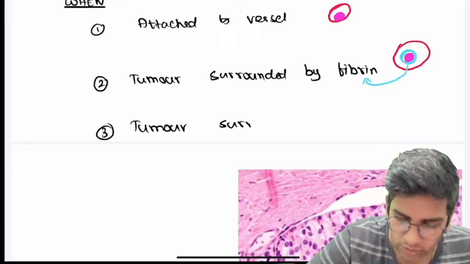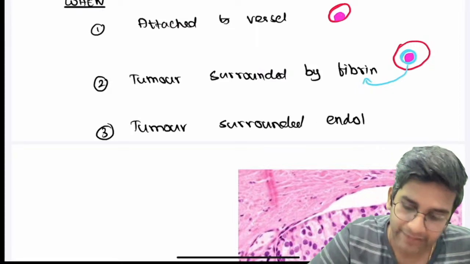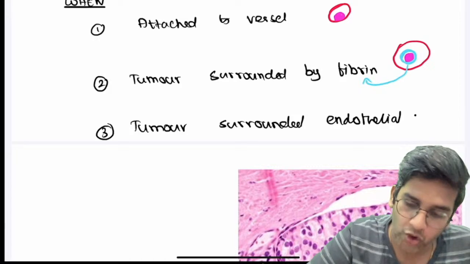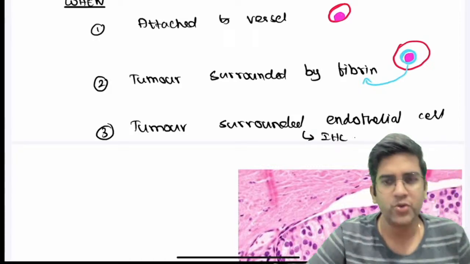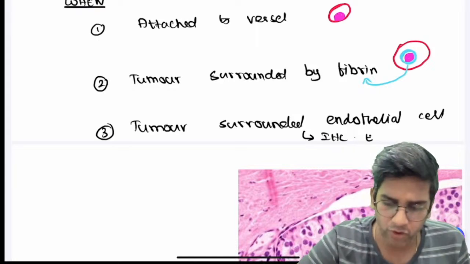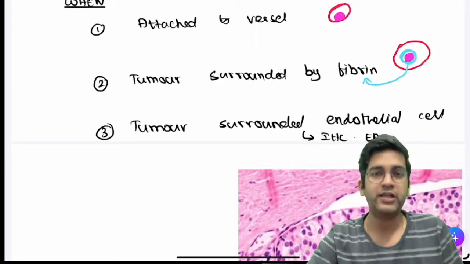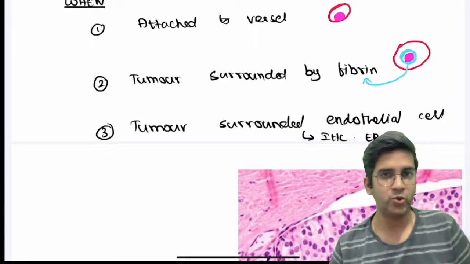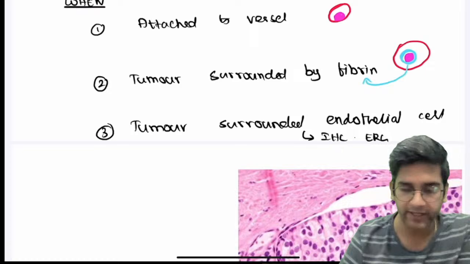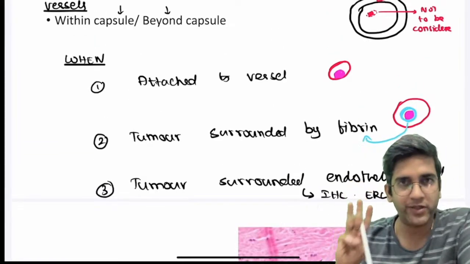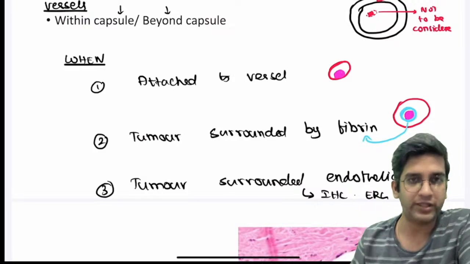The third rule is, if the tumor is surrounded by endothelial cells. This might become a little bit tricky for us to call. If required, use immunohistochemistry. Use a simple marker. If your college has ERG, that's the best marker to identify endothelium, or D2-40 or any endothelium marker you have. Sometimes if you carefully observe in 40x, you can easily see that as well. So three times I can call for angioinvasion: attached to the vessel, surrounded by fibrin, surrounded by flat endothelial cells.